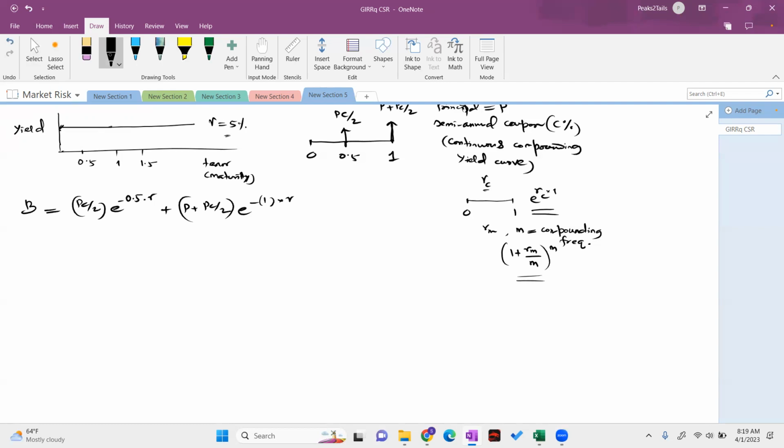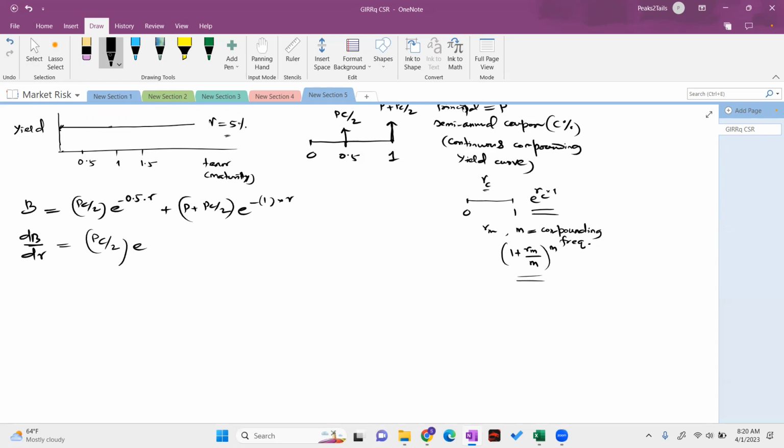Okay. Now, dB by dr, because we want to find out the rate of change of the value of the bond if the interest rate changes, right? So we need dB by dr. I'm just doing it one more time. I think we have done this before, but you must do this on your own. Otherwise, you'll never feel confident.